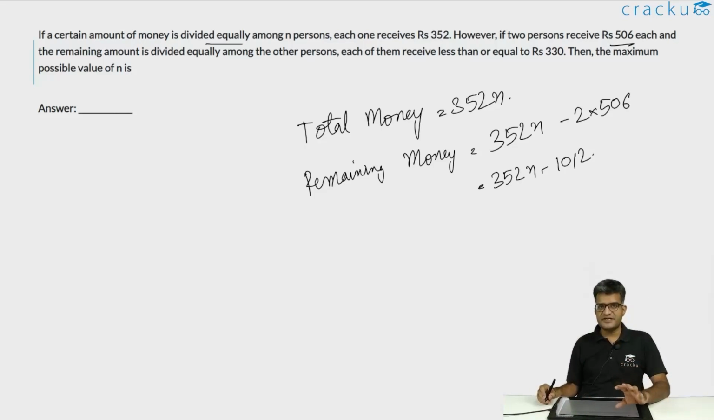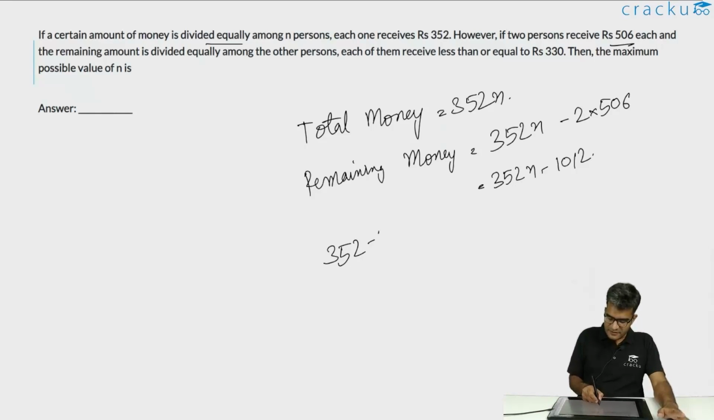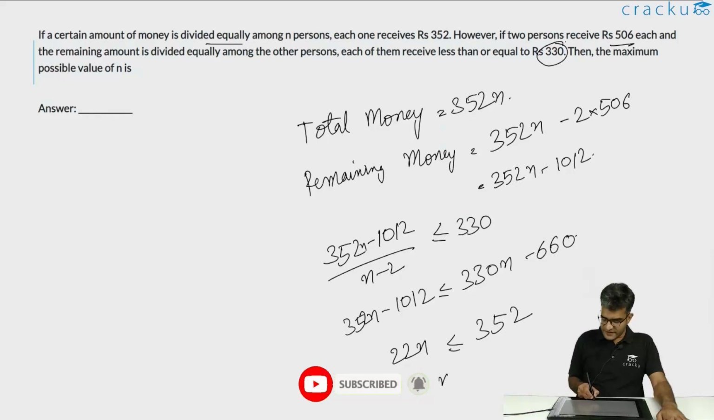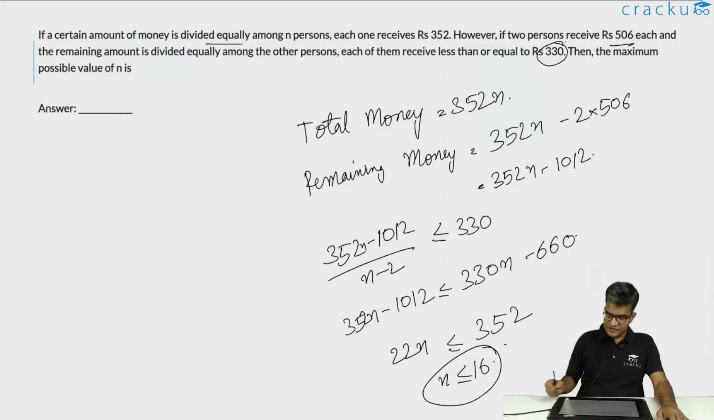So what is the average money received by the remaining n minus 2 people? That will be 352n minus 1012 divided by n minus 2. This we are told is less than or equal to 330. This is what we are told. So now if you cross multiply, 352n minus 1012 is less than or equal to 330n minus 660, or the value of 22n is less than or equal to 352, or the value of n is less than or equal to 16. So the maximum possible value of n is equal to 16.